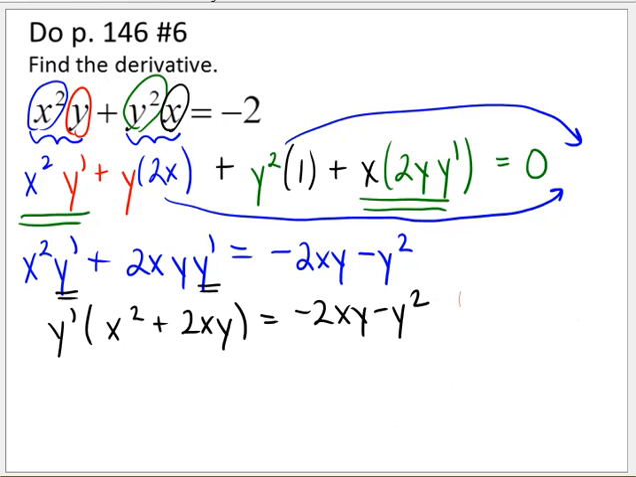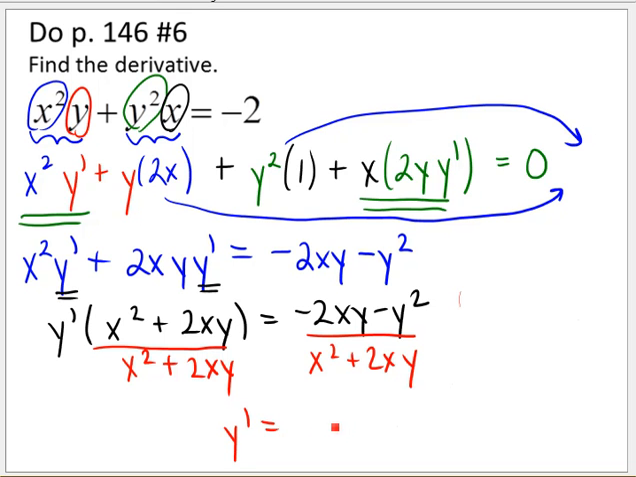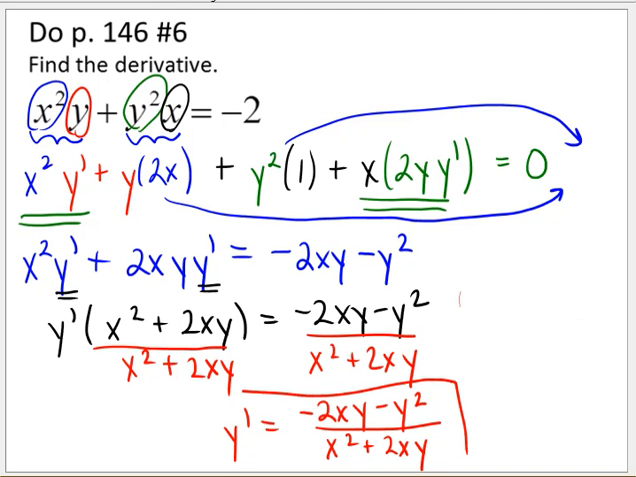Last thing we're supposed to do is solve for y prime. So I'm going to divide by x squared plus 2xy on both sides. Final answer, y prime, or dy over dx, whatever you're using, is negative 2xy minus y squared all over x squared plus 2xy. And I'm finished.